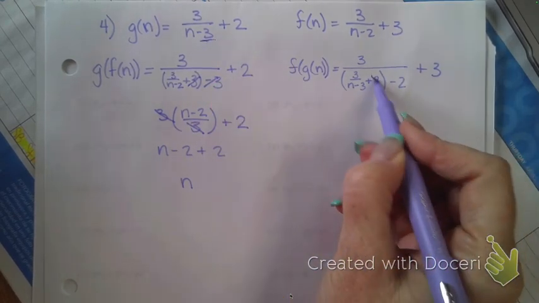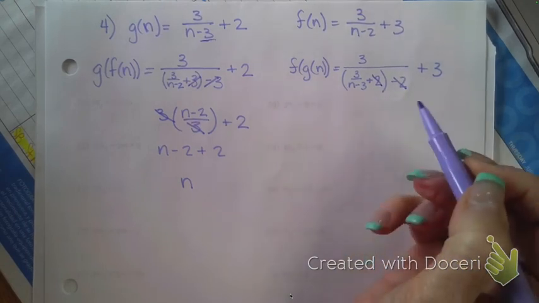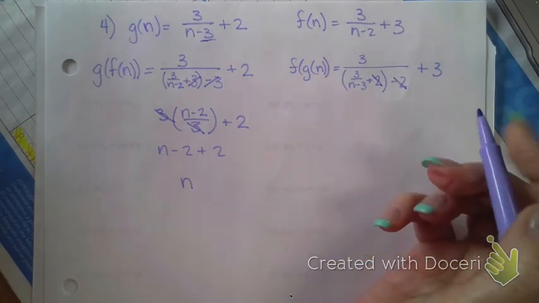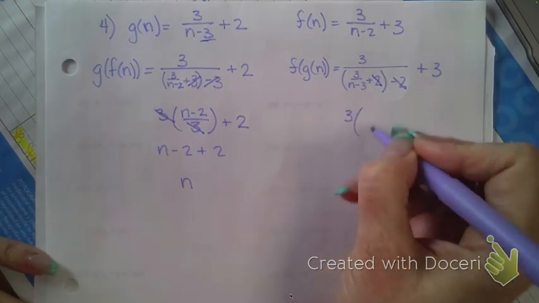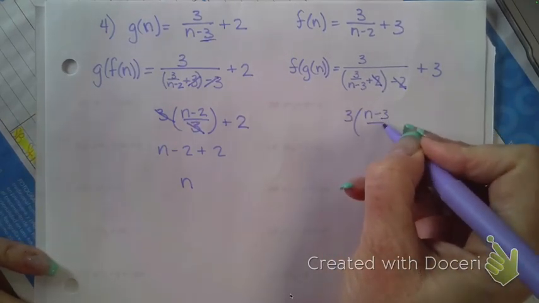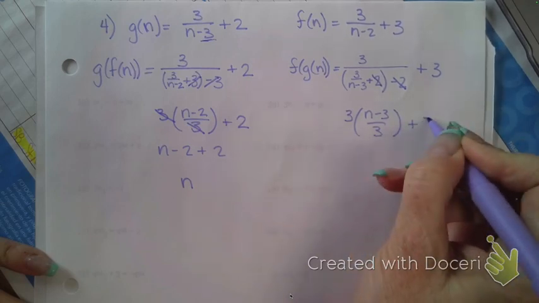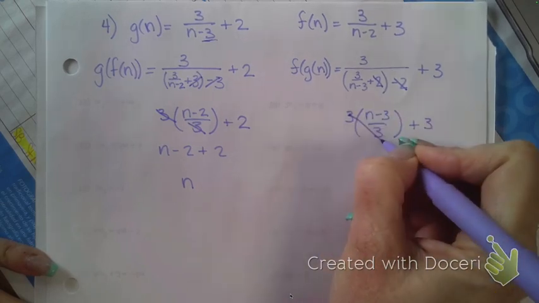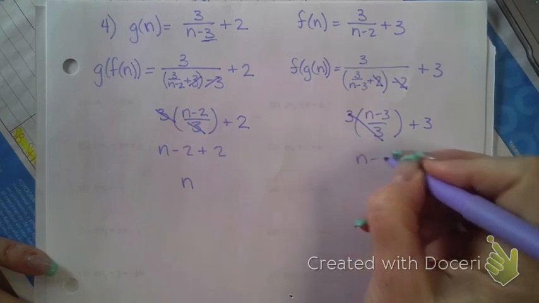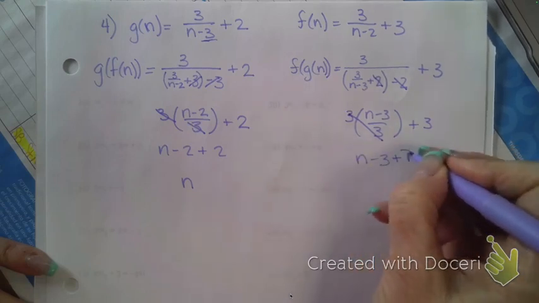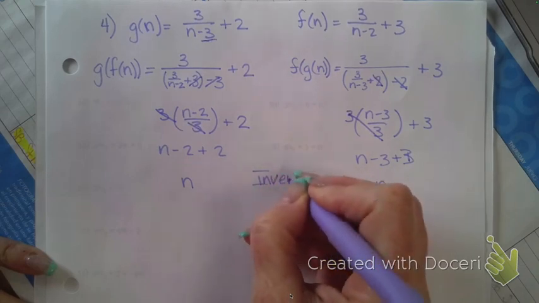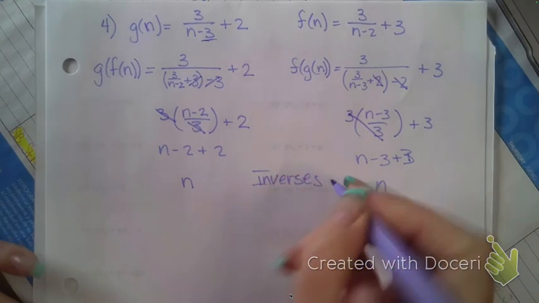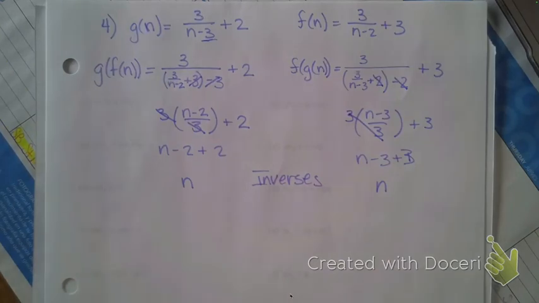Okay, so these are 0, yes? Do you write yes inverses or just inverses? Just inverses. And then multiply by the reciprocal. So the 3's do what? Reduce. So n minus 3 plus 3 is n. So, inverses.